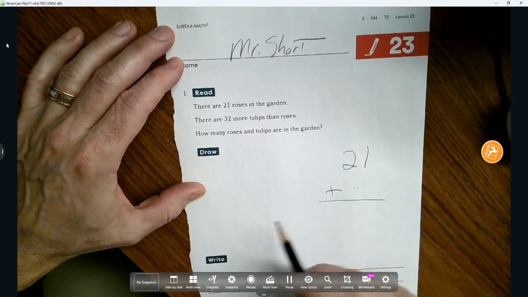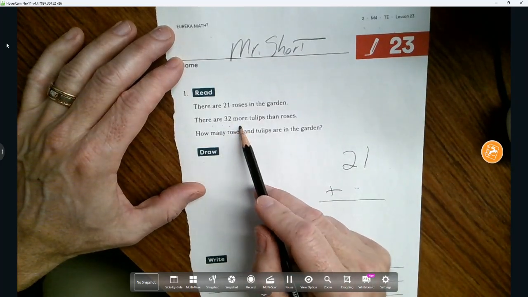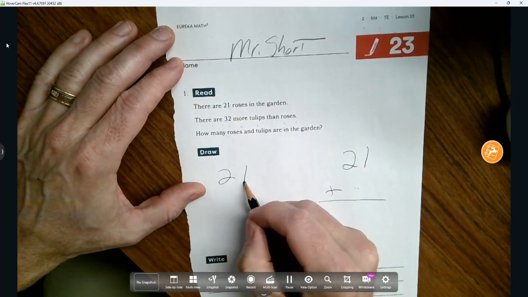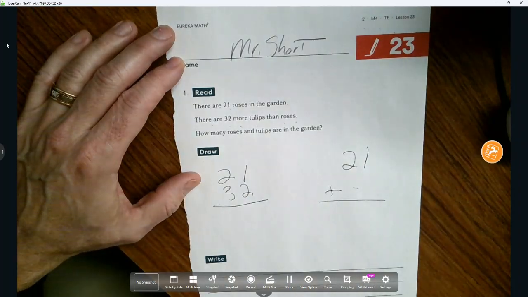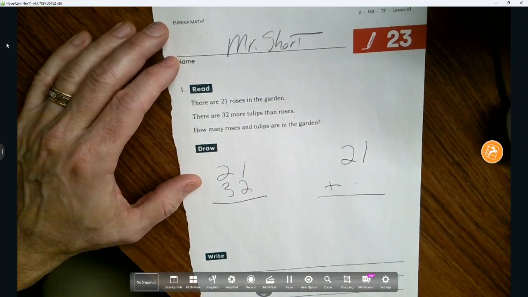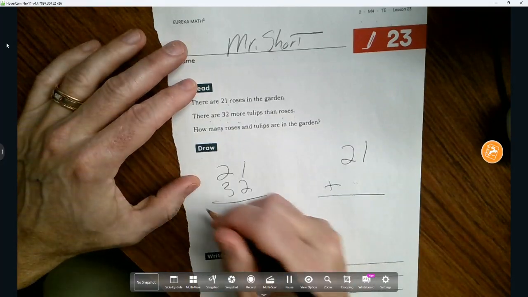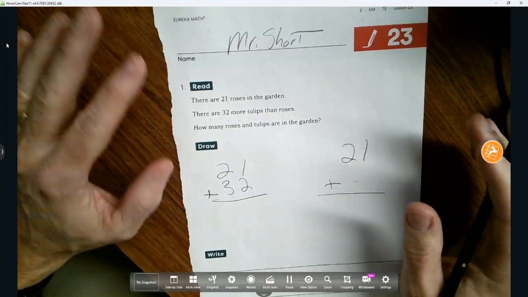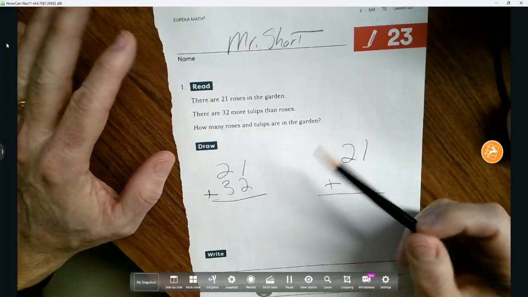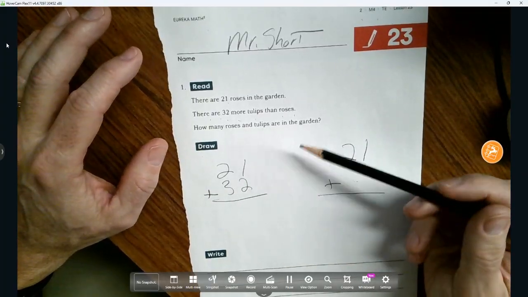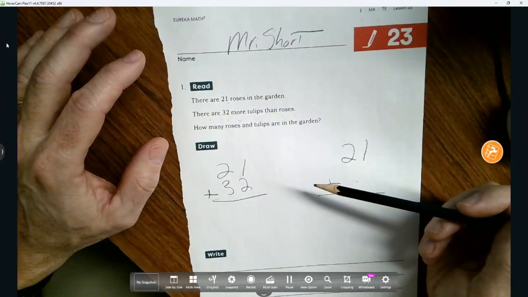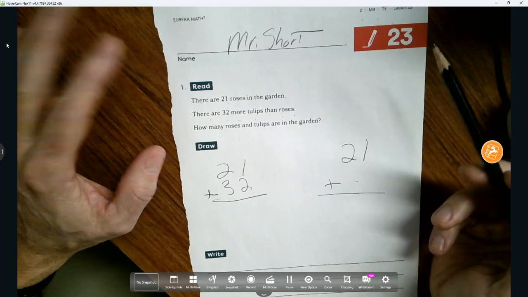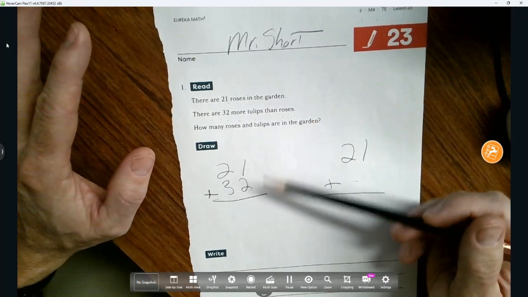Okay. We have 32 more tulips than roses. So more than the 21 roses. So we want to know what 32 more is. So if we want to know 32 more than 21, what do we do? That's right. We add. This one, we can set it up with the standard algorithm, the old people math, the OPM, whatever you want to call it. This one is not very big, so we can do it this way. If you want to do your place value chart, go for it. If that makes it easy for you, hey, I don't want to stop anything that makes it easier for you. But for me, on this one, I think this is probably our best bet.